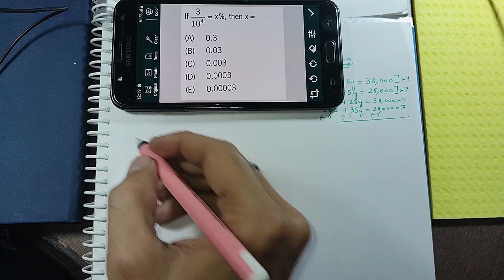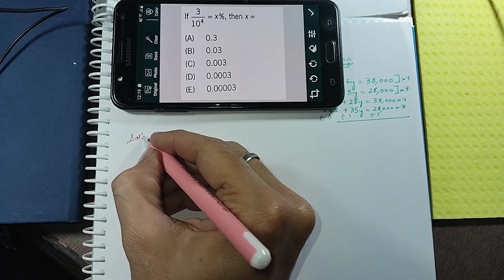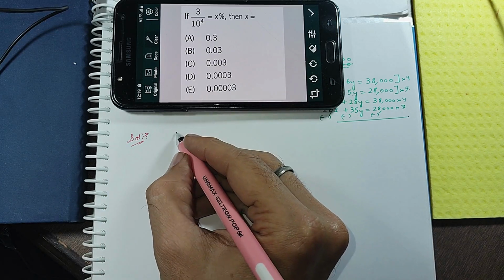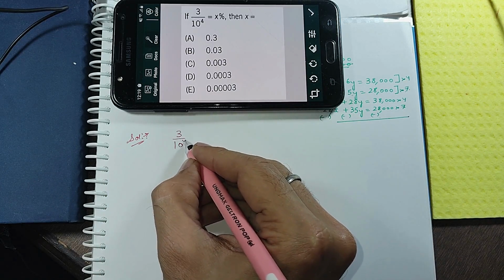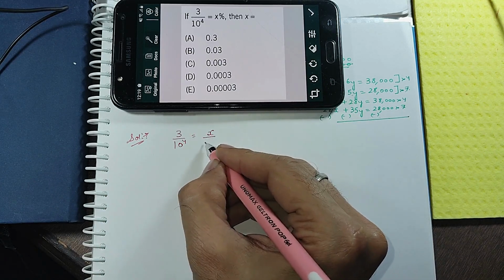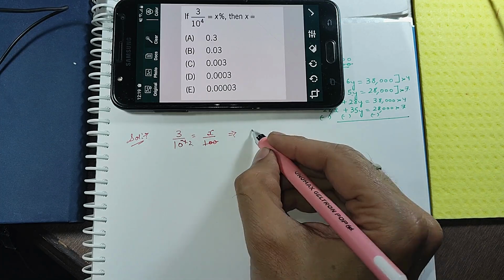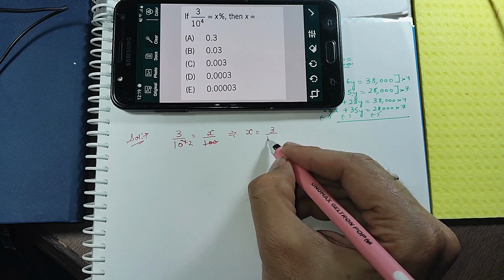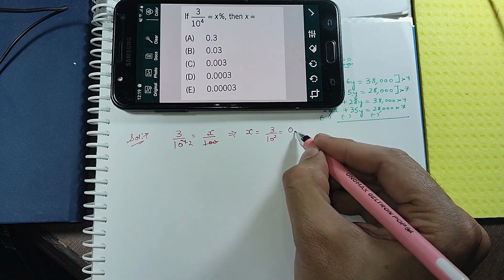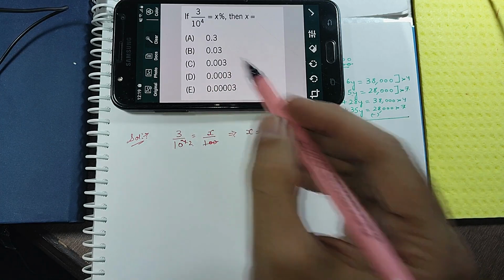If 3 upon 10 raised to power 4 is equal to x%, then x is equal to, so this is 3 upon 10 raised to power 4. x% is basically x upon 100. So this implies this will cancel 2 zeros over here, so x will be equal to 3 upon 10 raised to power 2, or this will be equal to 0.03. So the right option will be option B.